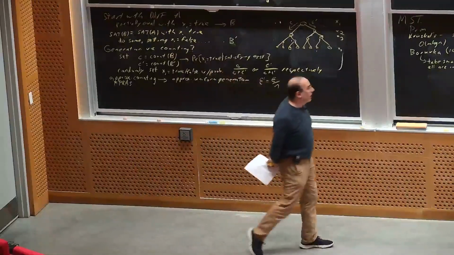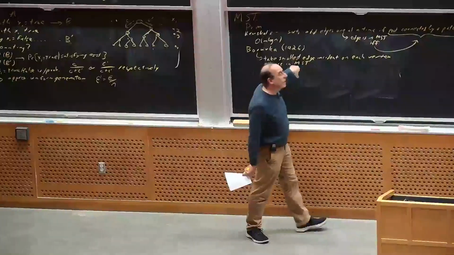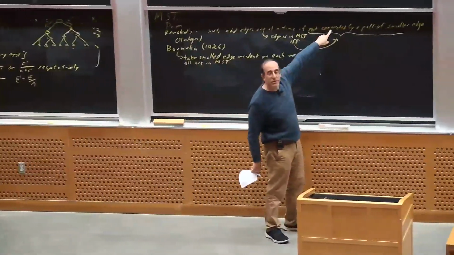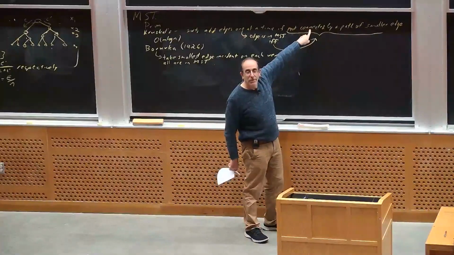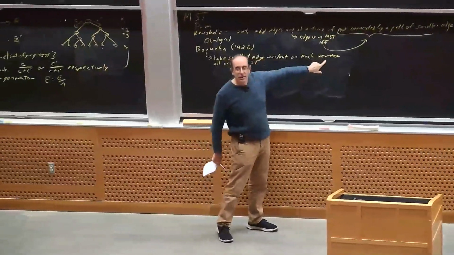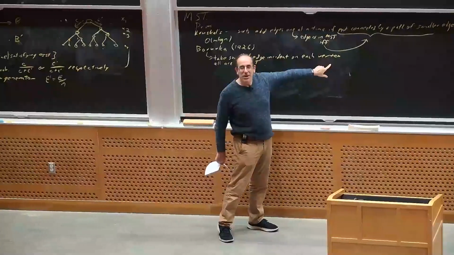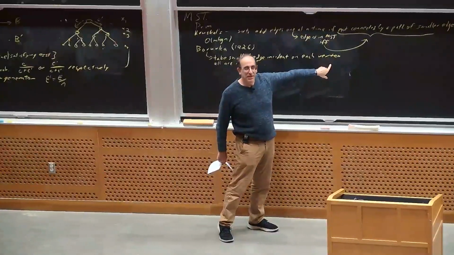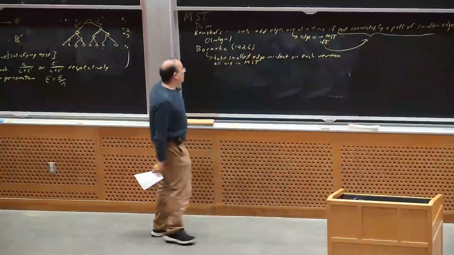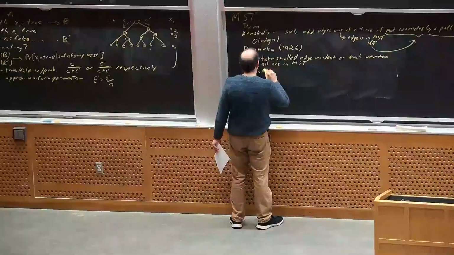Exactly, right? So suppose the smallest edge is not in the minimum spanning tree. It means there is a path of smaller edges. But if you think about it, one of those edges has to be incident on this vertex, right? So it's not a path of smaller edges. Okay. So all of these edges are in the minimum spanning tree.